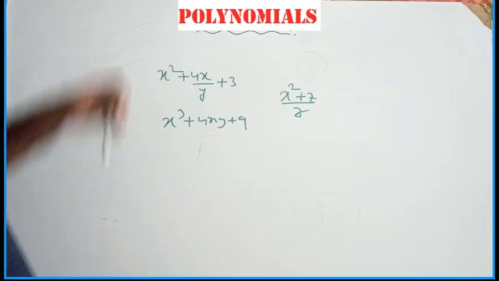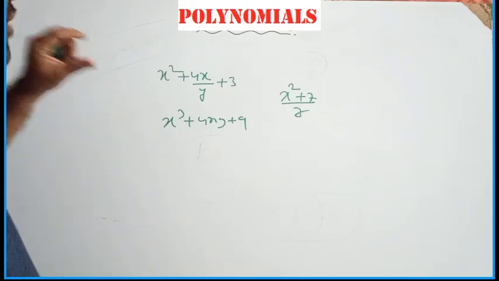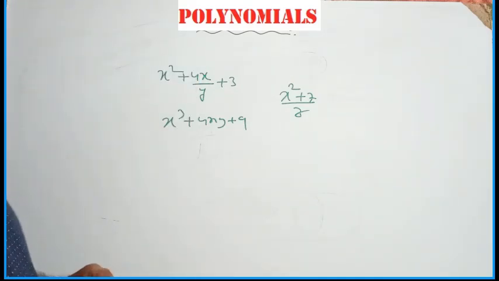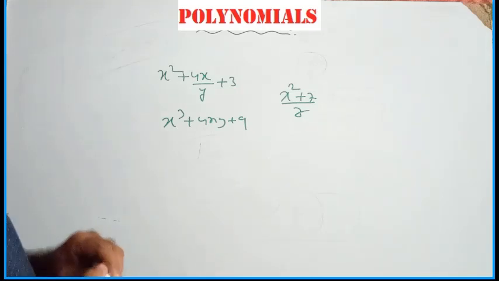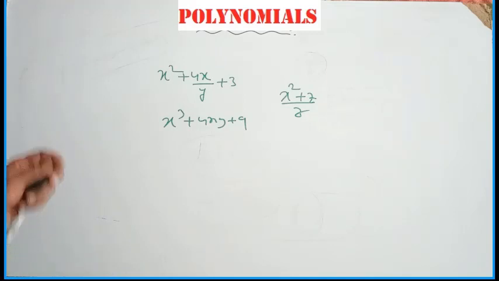Now a polynomial is also a special type of algebraic expression. A polynomial is an algebraic expression in which the powers of variables are non-negative integers. Non-negative integers means whole numbers. Powers should be whole numbers. Such an algebraic expression is named a polynomial.